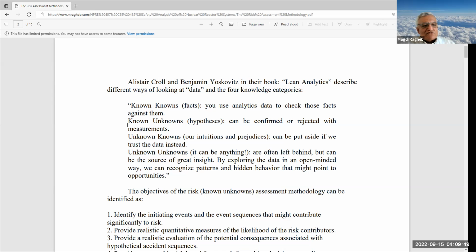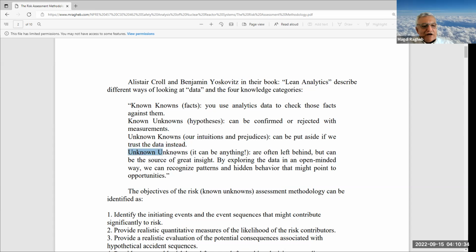What they call in their poems known unknowns, this is what we describe in math as hypotheses. They can be confirmed or rejected with measurements. So we make a hypothesis and we take measurements. If the measurements conform to the hypothesis, we accept it as a fact. Then there are unknown knowns. This is basically our intuitions and prejudices. Some people would enjoy bungee cord jumping, and some people say, no, I will never do that, this is too risky. That's a subjective kind of opinion, and these are unknown knowns. So this can be put aside if we trust the data instead.